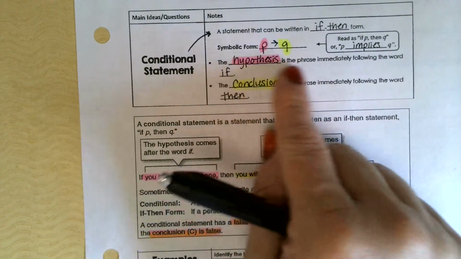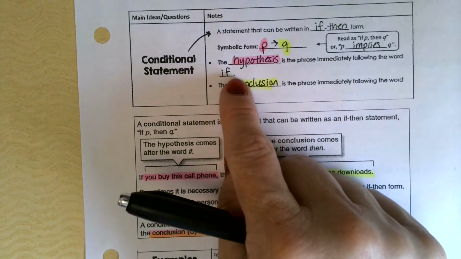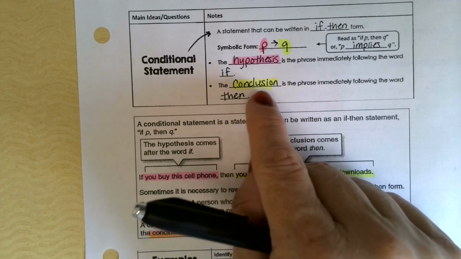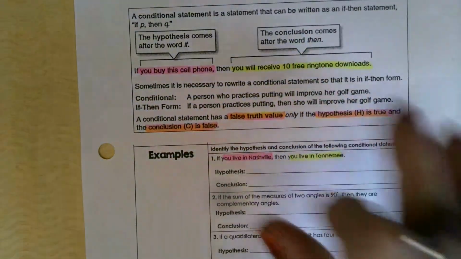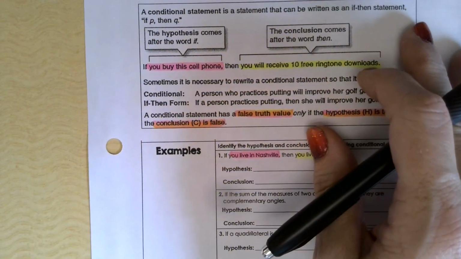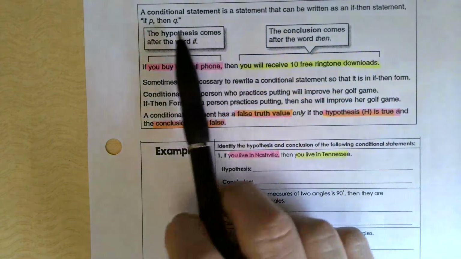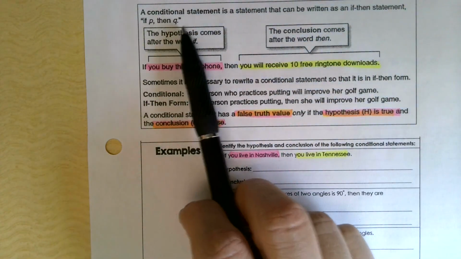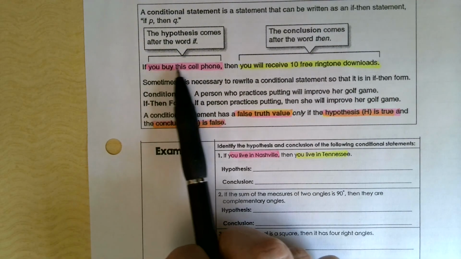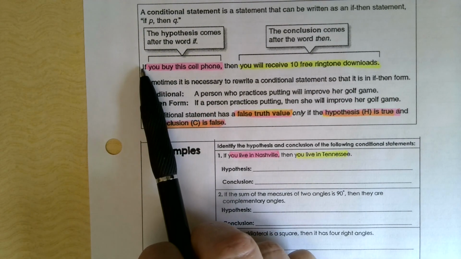The hypothesis is the phrase immediately following the word if, not including the word if. And the conclusion is the phrase immediately following the word then, not including then. Okay, so I gave you another set of notes right here just to show you could have a visual. A conditional statement is a statement that can be written as an if-then statement, if P then Q. Notice I've got the hypothesis in pink. I did not highlight the if.